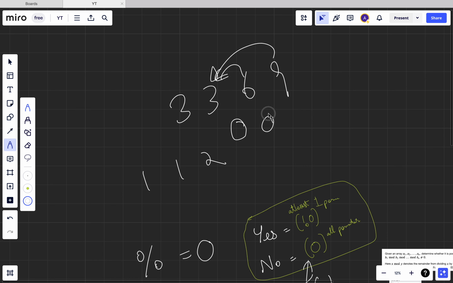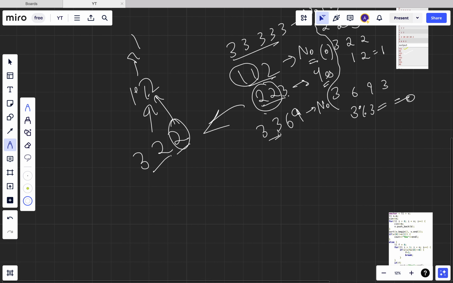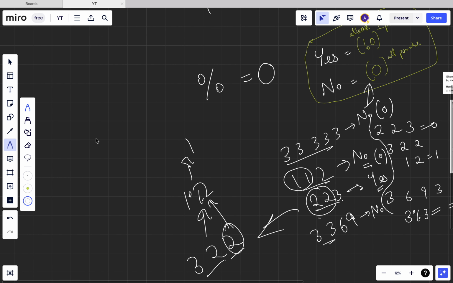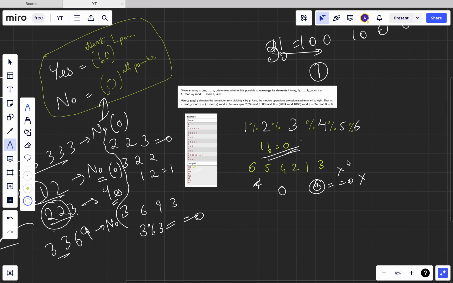6 mod 3, it is also 0. But you take the opposite. Suppose it's like 3 here. 3 mod 6 is 3. 3 mod 9 is 3. But again, this will kill the 3. 3 mod 3 is 0. The only specialty is we have to see whether the first element is having a duplicate. If it is not having a duplicate, then definitely the answer is yes only.